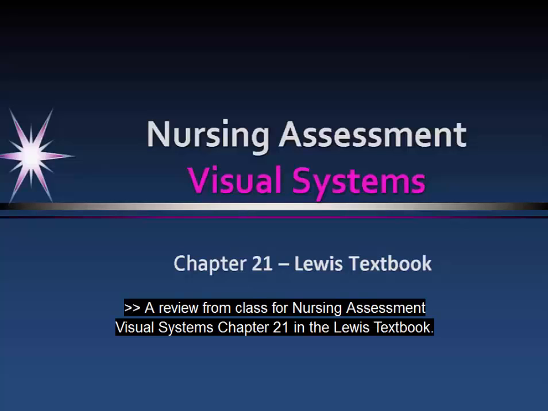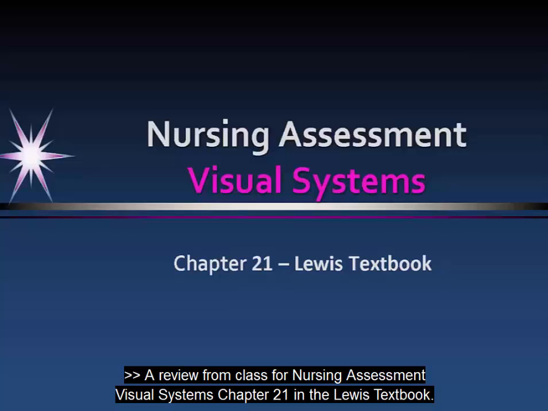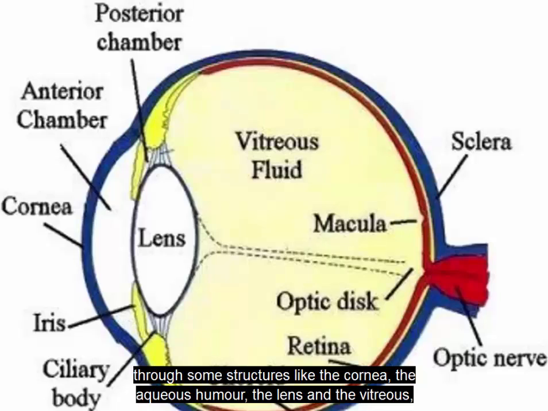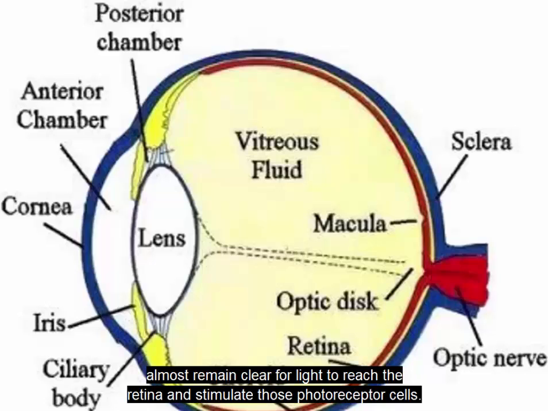A review from class for Nursing Assessment Visual Systems, Chapter 21 in the Lewis textbook. Just a quick review on the anatomy. For light to reach the retina, it has to pass through some structures like the cornea, the aqueous humor, the lens, and the vitreous. All must remain clear for light to reach the retina and stimulate those photoreceptor cells.